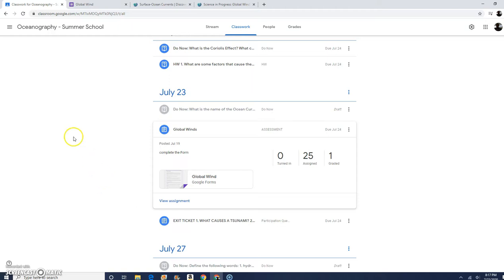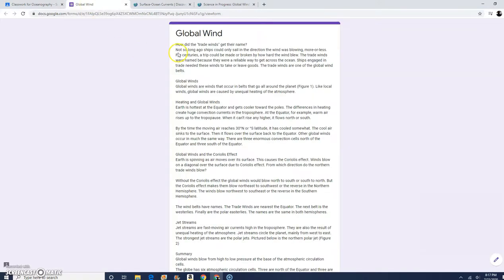The next part of the assignment today is dealing with global winds. Global wind is a type of wind that is encompassing or encircling the entire globe. Not so long ago, ships could only sail in the direction the wind was blowing, more or less. For centuries, a ship could be made or broken by how hard the wind blew. The trade winds were named because they were a reliable way to get across the ocean. Ships engaged in trade needed these winds to take or leave goods.